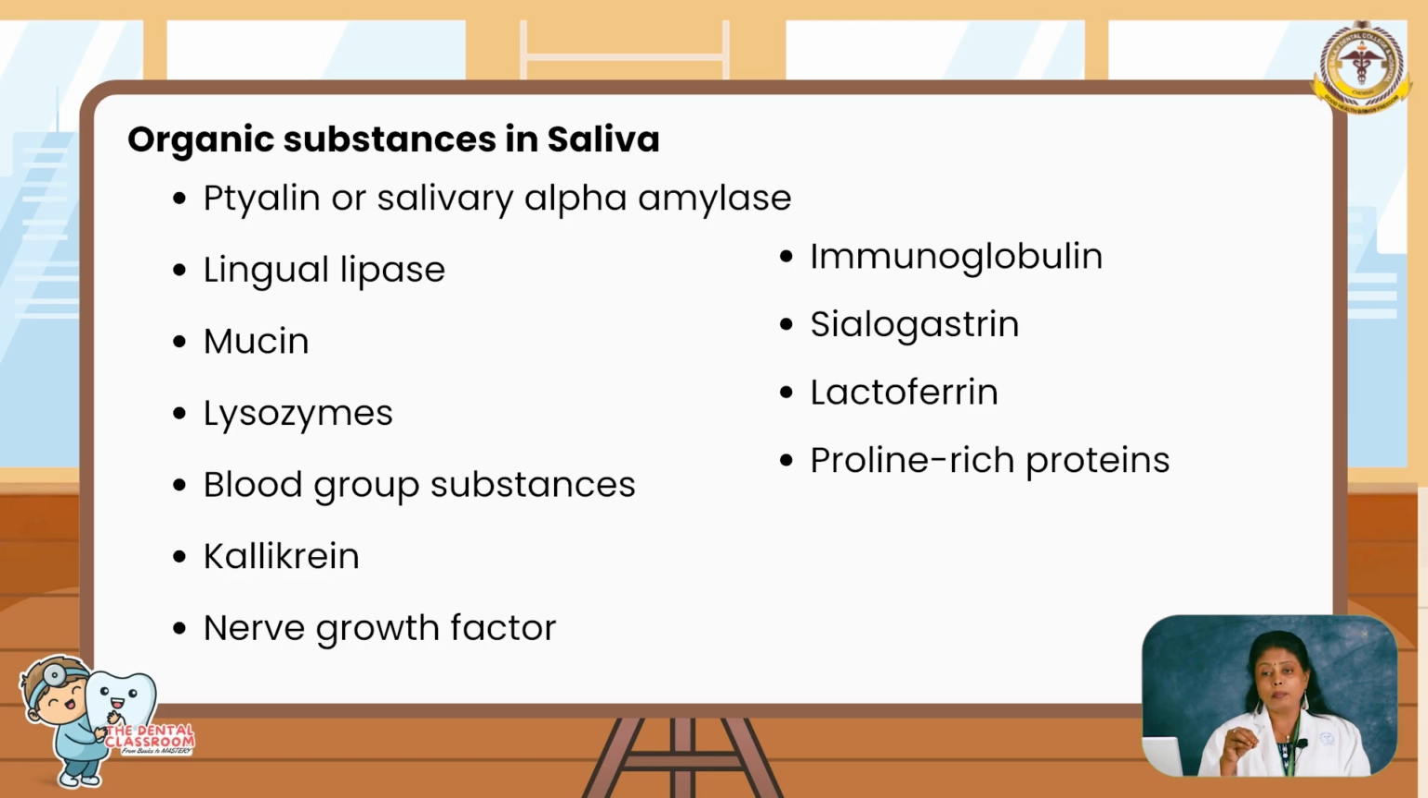Then lysozyme acts as a bactericidal agent. Then blood group can be detected in the saliva itself because of the presence of blood group substance. Then nerve growth factor, which is present in the saliva, helps in the growth of sympathetic and sensory nerves. Saliva, along with this enzyme, also secretes IgA, that is an immunoglobulin secreted in the saliva. So, that is why it is called secretory immunoglobulin.